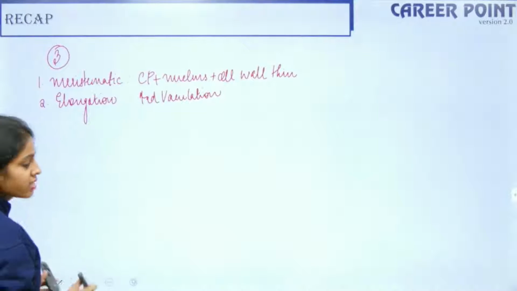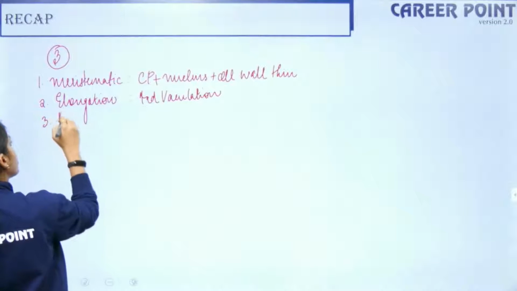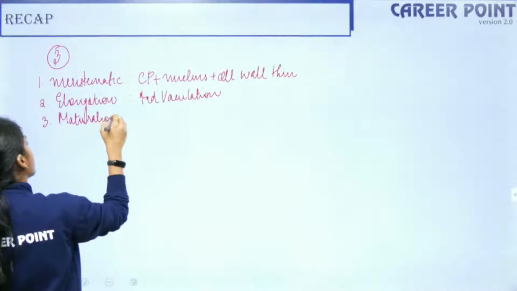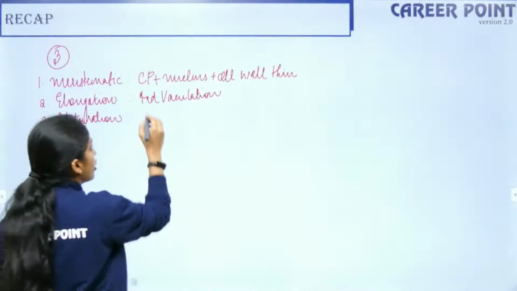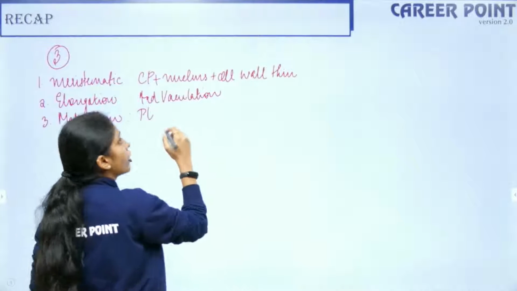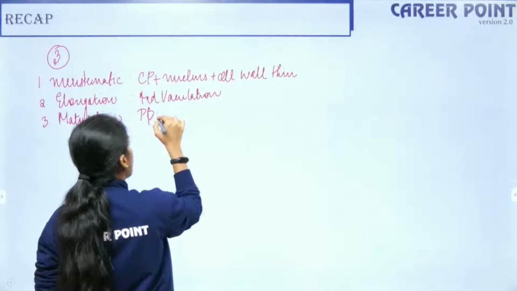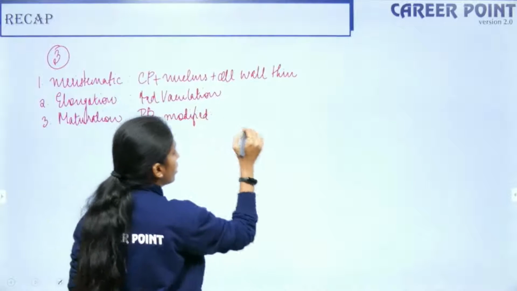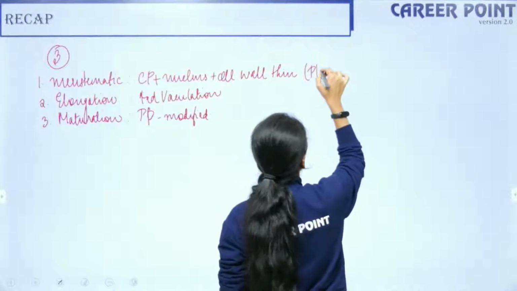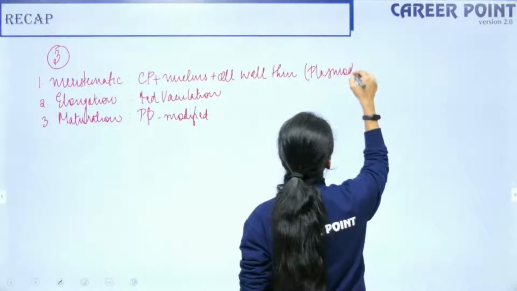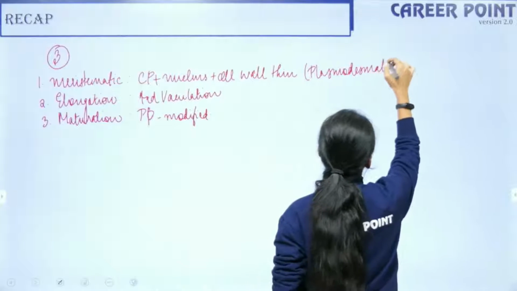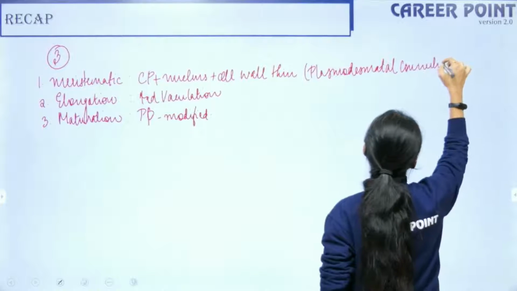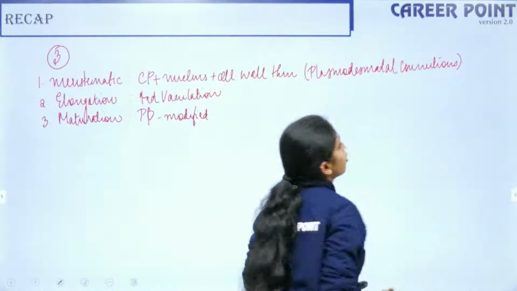So this is the second phase. The third phase is maturation. This is when they lose the ability to divide and they take up a final function. Here the protoplast gets modified. Here you have abundant plasmodesmatal connections. So these are the phases of growth.